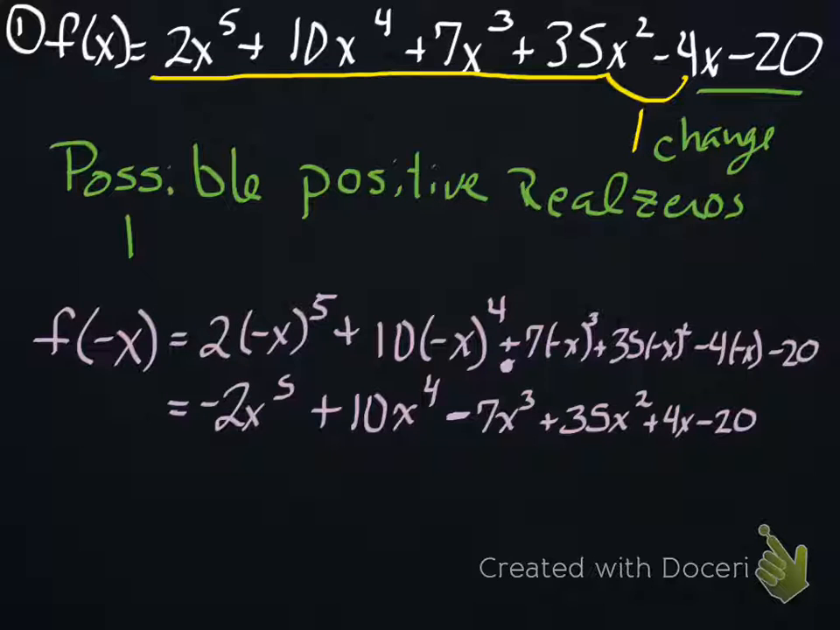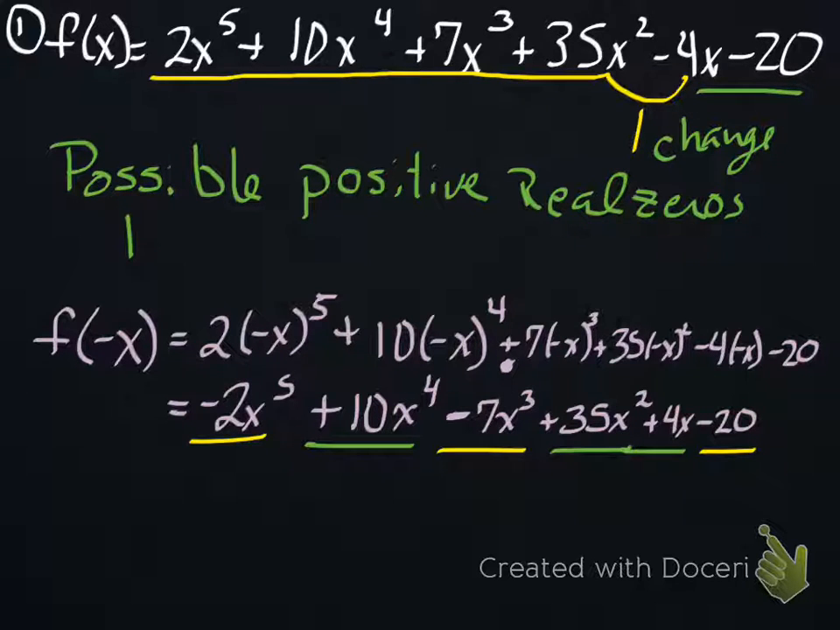So did my number of sign changes change when I plug in a negative x? Yes. It will either increase or decrease. So let's look at it. So I'm negative. Then I change to positive. Then I change back to negative. Then I change back to positive. Then I stay positive for another one, and then become negative.